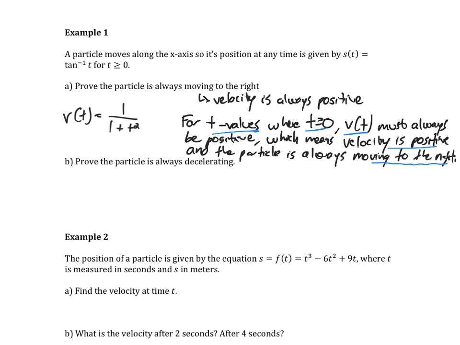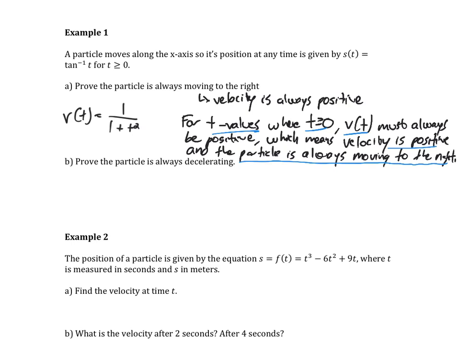What does that mean about the particle? Don't assume the reader knows. You should make that statement. Okay. Prove the particle is always decelerating. Decelerating means the acceleration is negative. Accelerating means positive. Deceleration means negative.